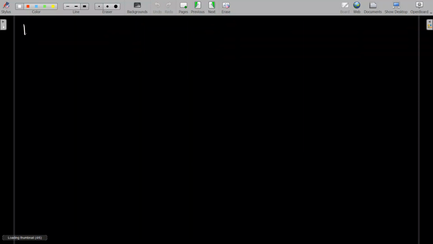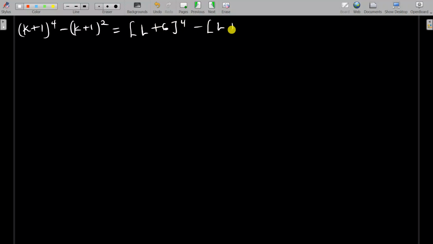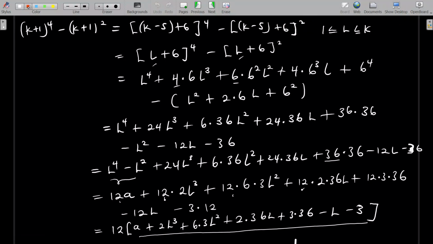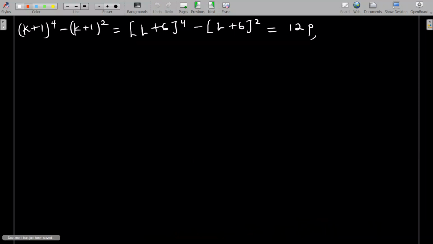So this, k plus 1 to the fourth minus k plus 1 squared, which was L plus 6 to the fourth minus L plus 6 squared, has been written as 12 multiplying something, let's say P. Here P is actually equal to what? I'm not going to write that. Let me show you. P is equal to everything you have here. So 12 multiplying something. That's what I wanted to show, that P of k plus 1 is actually this.